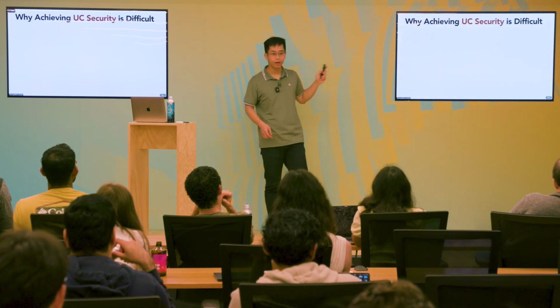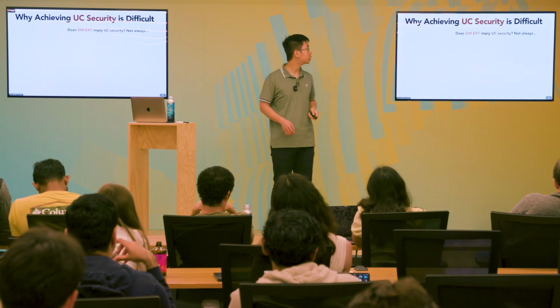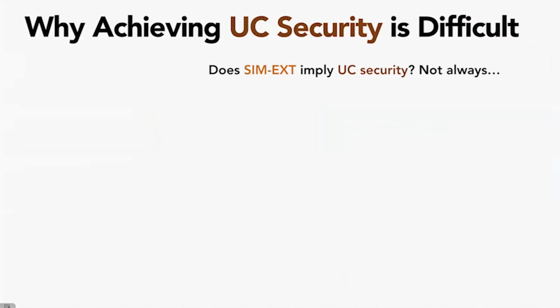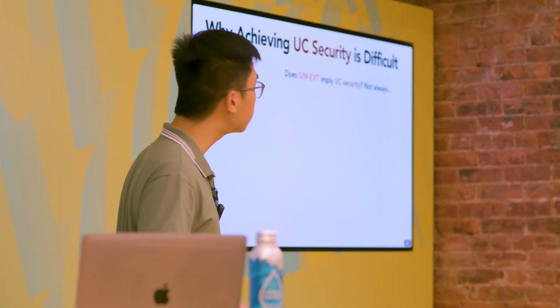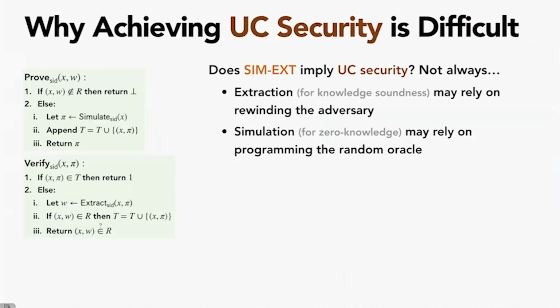So I want to convince you why achieving UC security is difficult. And in particular, you've seen this other simulation-extractability property, right? Does it immediately imply UC security? And the answer is not always. The reason is that you have this extraction and simulation in the UC framework. It has to be straight line. Whereas extraction in many of the current SNARKs relies on rewinding the adversary, and hence they're not straight line. And the same for simulation. There may be something the simulator does that is just not allowed in the UC framework.